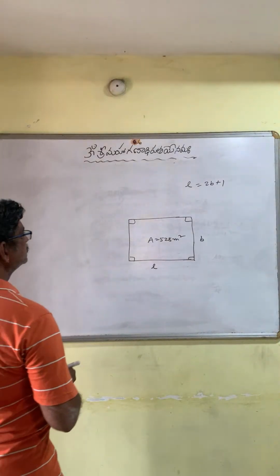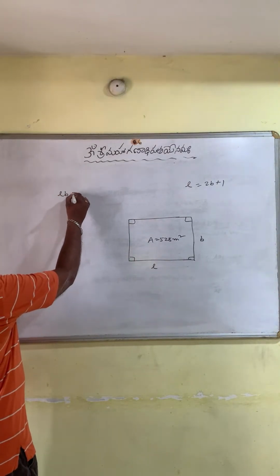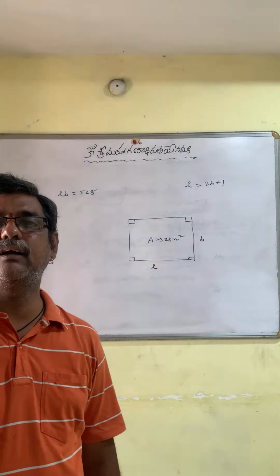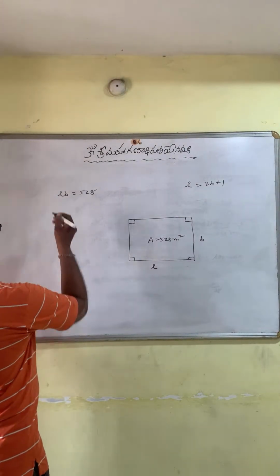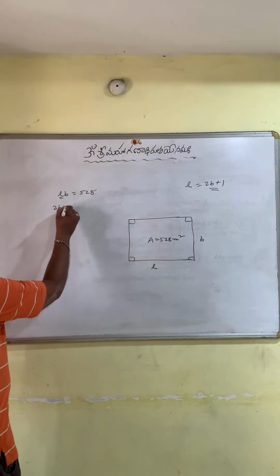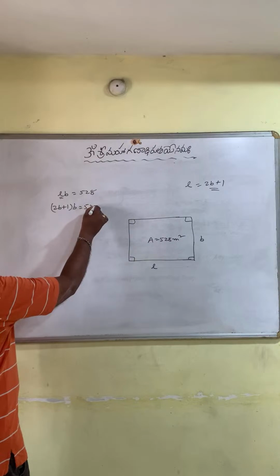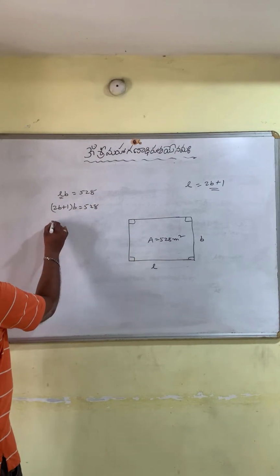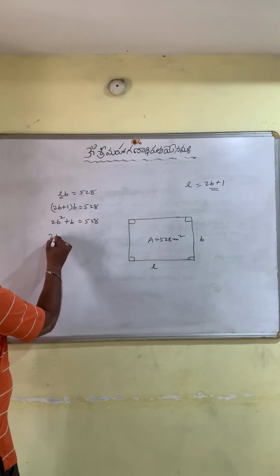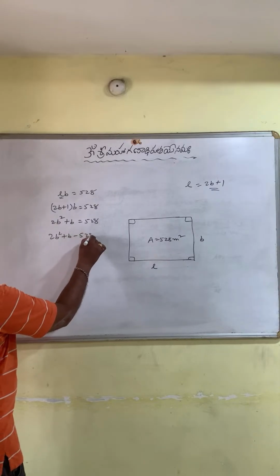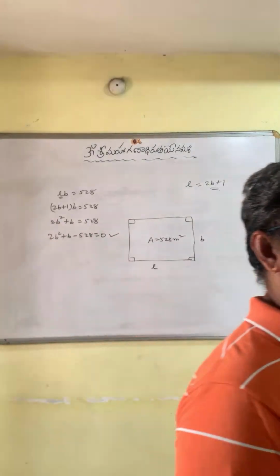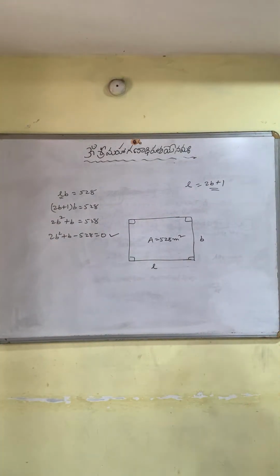Okay. Now, we know L into B is 528, is that right? But L is 2B plus 1, is that right? So (2B plus 1) into B is equal to 528. Now simplify this. 2B square plus B is equal to 528. 2B square plus B minus 528 is equal to 0. We got a quadratic equation.